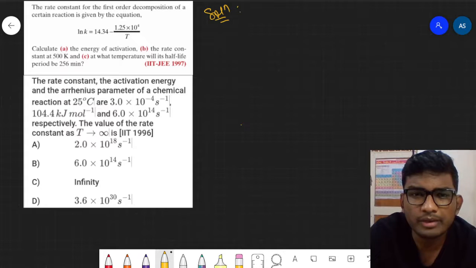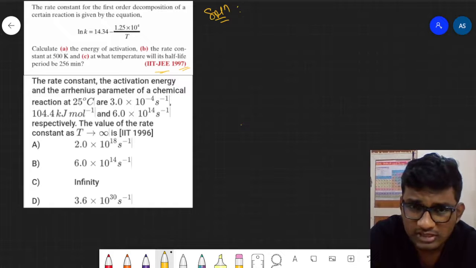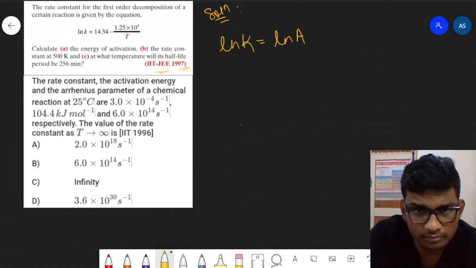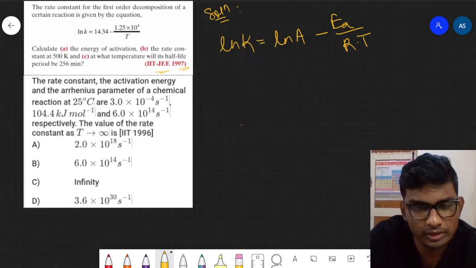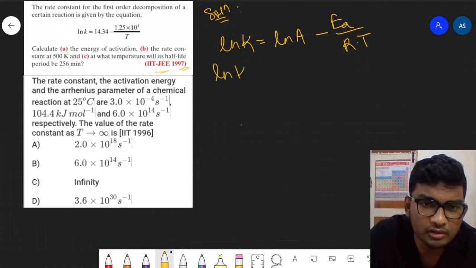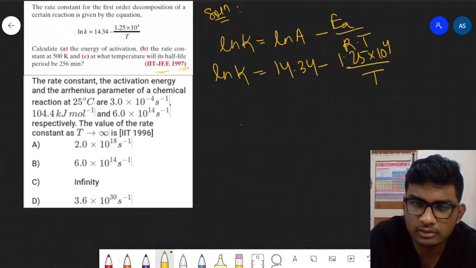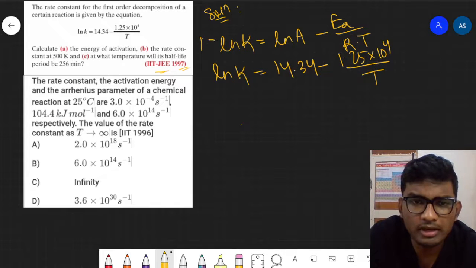This is kind of a comparing question. This is from IIT JEE 1997. You all know that ln k is nothing but ln A minus Ea upon RT. And they have given you ln k equal to 14.34 minus 1.25 into 10 to the power 4 by T. You just have to compare both of them.